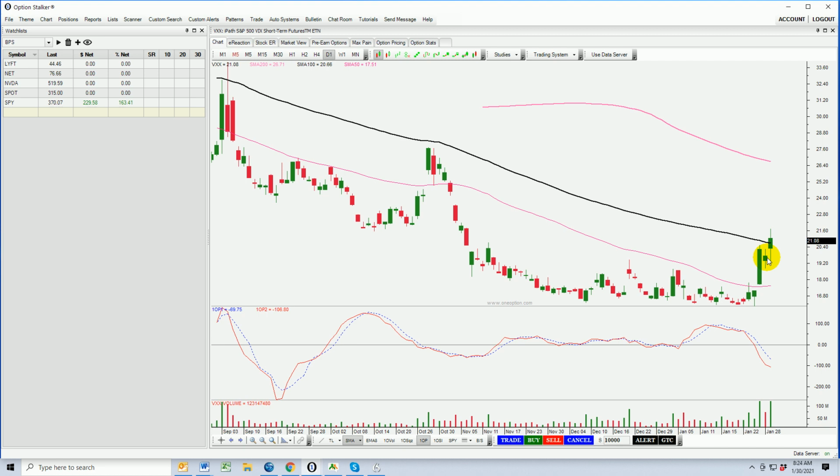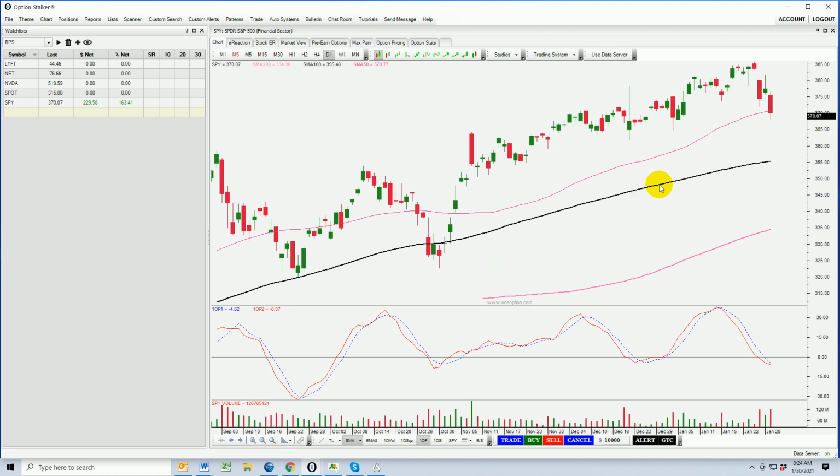So on Thursday, we have the VXX call position on and the market rallies. Well, what happened to those? You can see the market rallied Thursday. What happened to those calls that we bought? They retained their value the whole day.